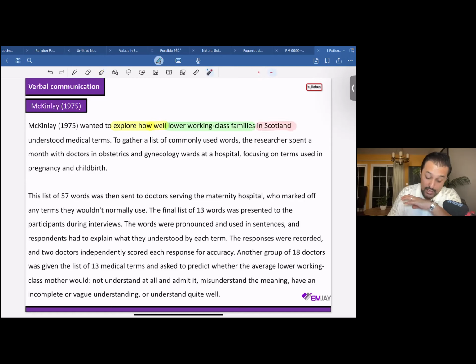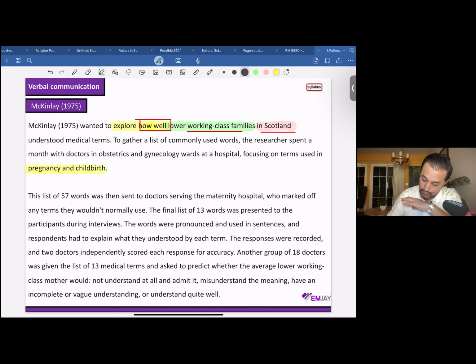So let me read this out again. McKinley in 1975 wanted to explore how well lower class families in Scotland understood medical terms. To gather a list of commonly used words, the researchers spent a month with the doctors in obstetrics and gynecology wards at a hospital, focusing on terms used in pregnancy and childbirth.